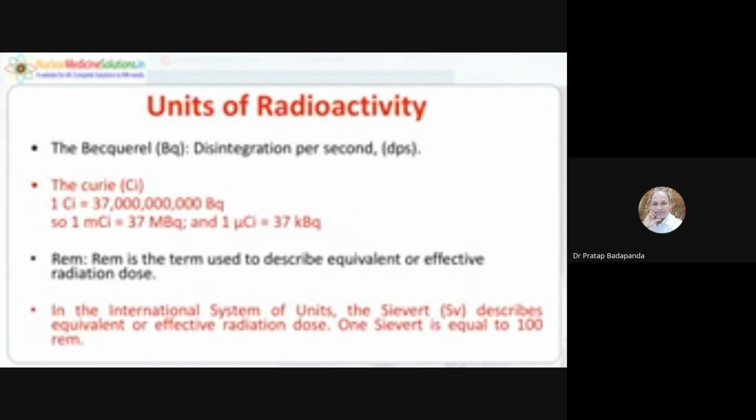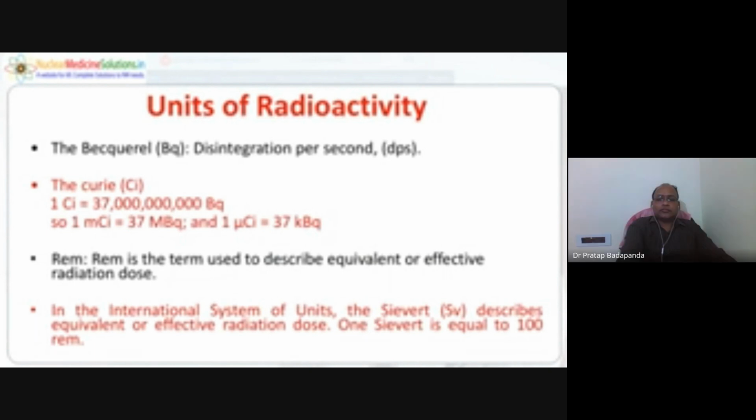Now we have dealt in the previous slides with different kinds of radiation, but we should now know the units of radioactivity. Becquerel is the unit of radioactivity and is defined as disintegration per second. What is Curie? 1 Curie is 37 times 10 to the 9 becquerels. So 1 millicurie is 37 megabecquerel, which means 37 into 10 to the 6 becquerel. 1 microcurie is 37 kilobecquerel.